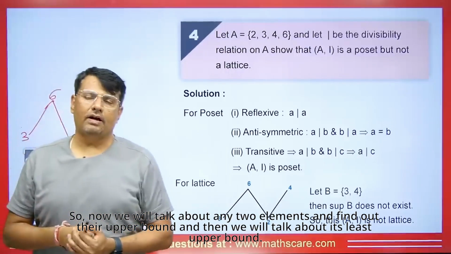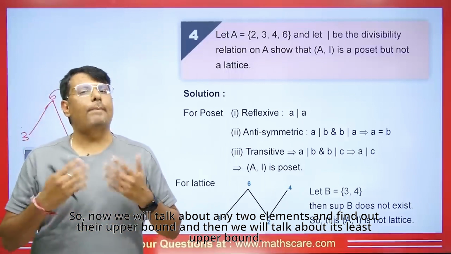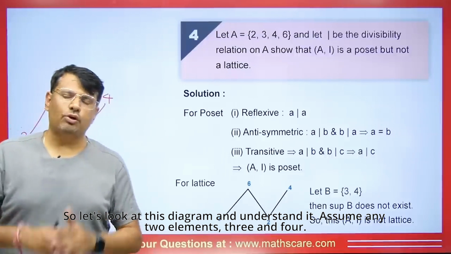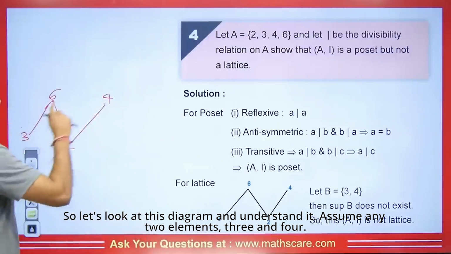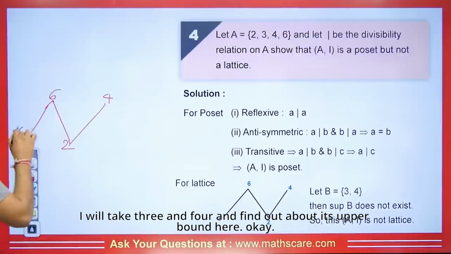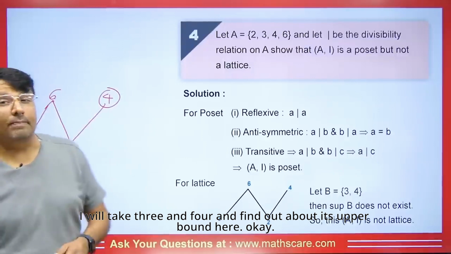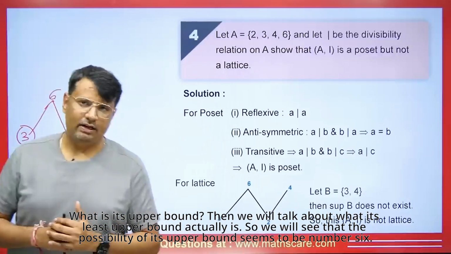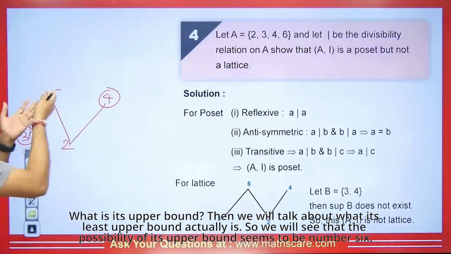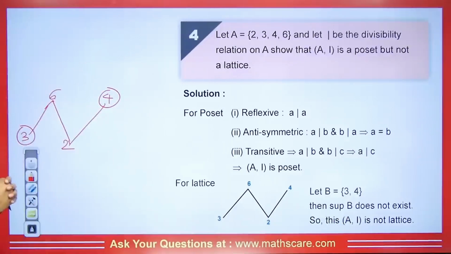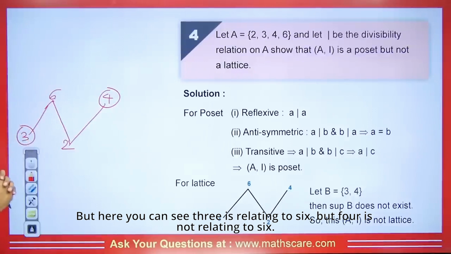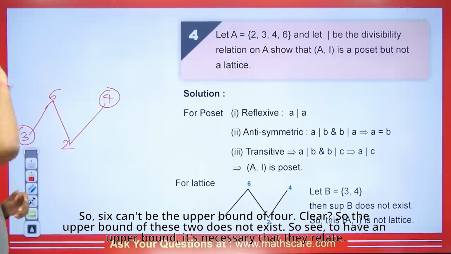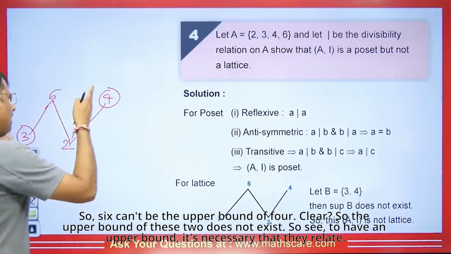So now we will take any two elements and find out their upper bound, and then we will talk about its least upper bound. So let's look at this diagram and understand it. Assume any two elements, 3 and 4. I will take 3 and 4 and find out about their upper bound here. What is its upper bound? We will see that the possibility of its upper bound seems to be number 6. But here you can see 3 is relating to 6, but 4 is not relating to 6. So 6 can't be the upper bound of 4. Clear? So the upper bound of these two does not exist.